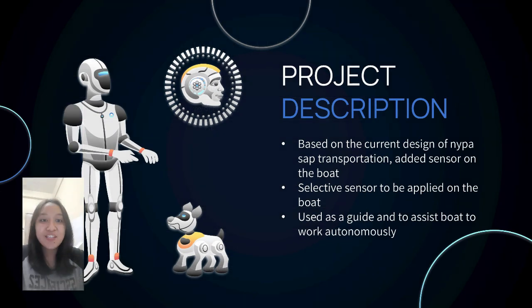For the project description, based on the current design of NIPA SEP transportation, a selective sensor has to be applied on the boat. It's used as a guide and to assist the boat to work autonomously.